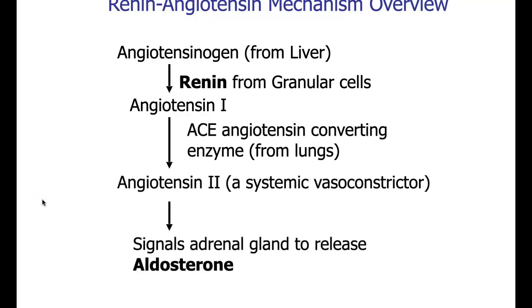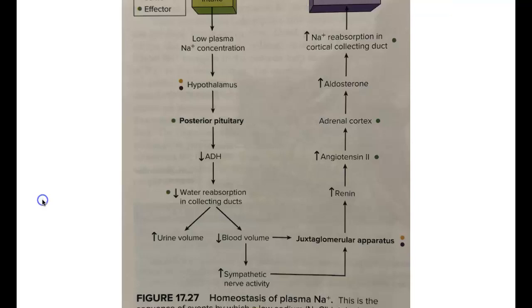So here's an overview of the system. Renin from the granular cells is going to cause angiotensinogen from the liver to be converted to angiotensin 1. ACE, our ACE enzyme, causes angiotensin 1 to be converted to angiotensin 2. Angiotensin 2 is a systemic vasoconstrictor, and it tells your adrenal glands to release aldosterone, which will increase sodium reabsorption in the kidney to increase blood pressure. Okay. Another way to look at it from your book, so a different view of this too, but again, the end goal being to increase sodium reabsorption, therefore increasing water reabsorption, therefore increasing blood pressure.